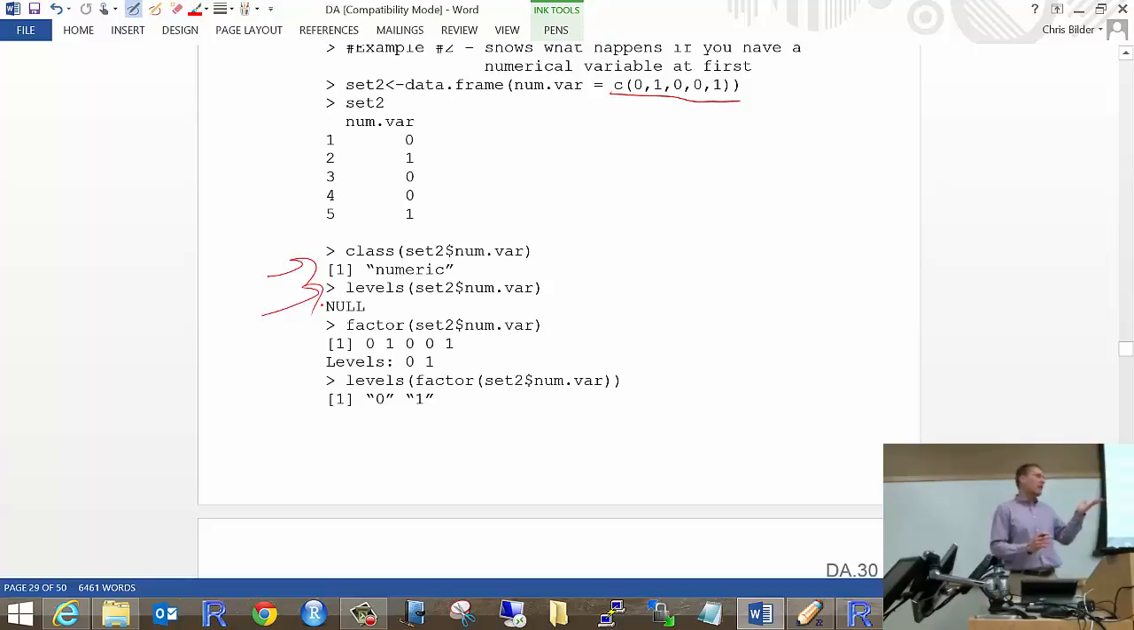Meaning R says, wait a second here. You're asking me to tell you what the levels of this categorical variable are, but obviously it's numerical. So what R would do in our LDA function, and in other situations as well, is actually transform this variable to be a factor on its own. If you really wanted to do that on your own, you could use the factor function. So now we have levels 0 and 1 for our variable. If you actually use the levels function with all this, you see the quotes.